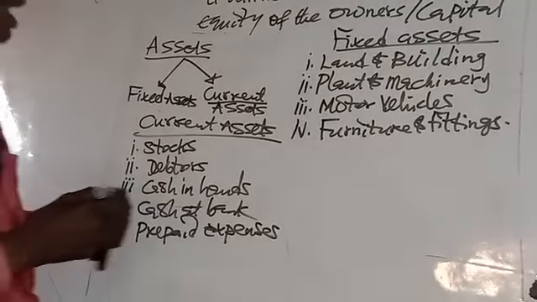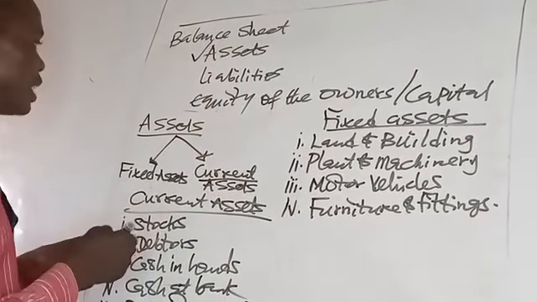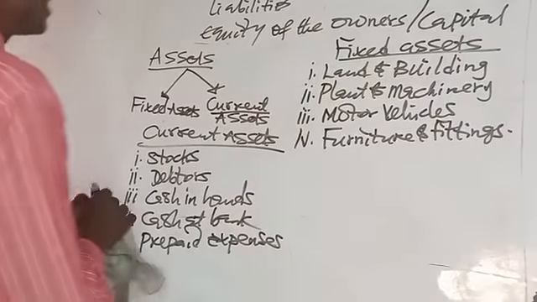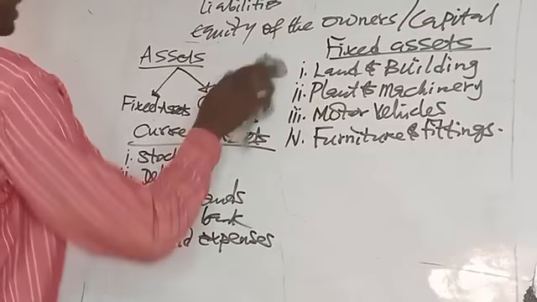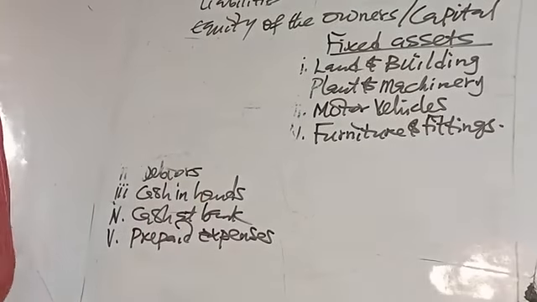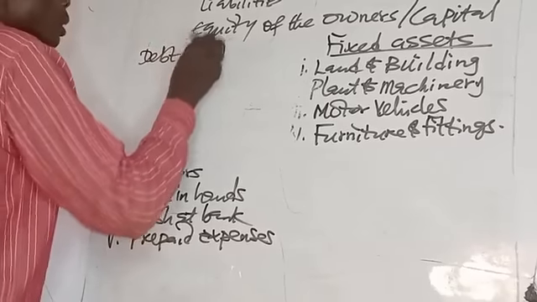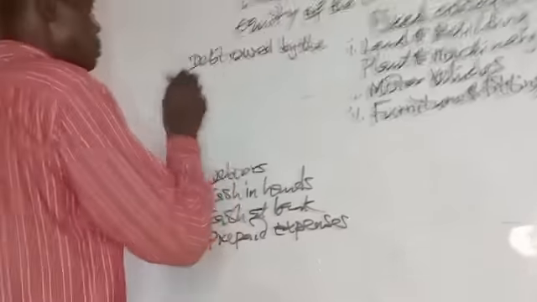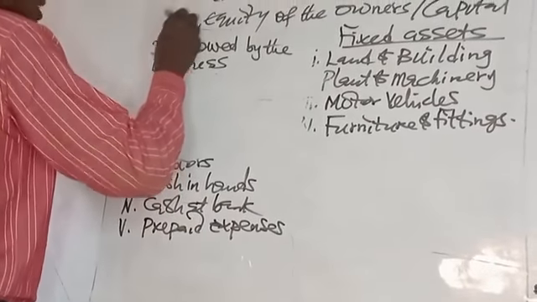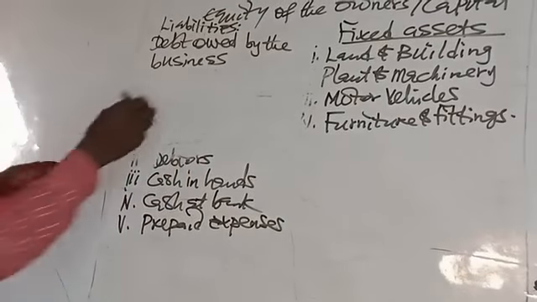Then, on the other hand, the second element we are going to examine, we've examined current assets. The next one is liabilities. What are liabilities? Liabilities are debts owed by the business. Debts owed by the business are business liabilities.